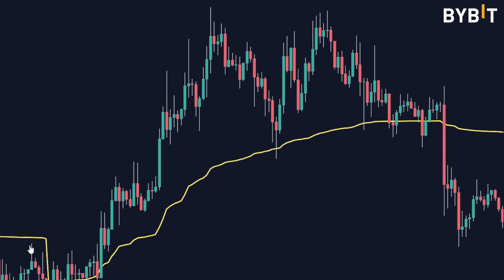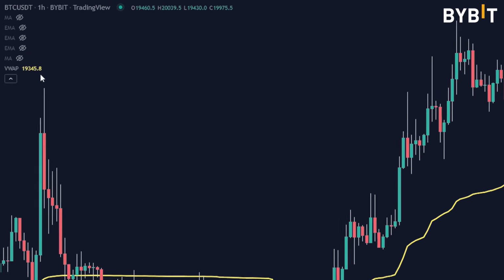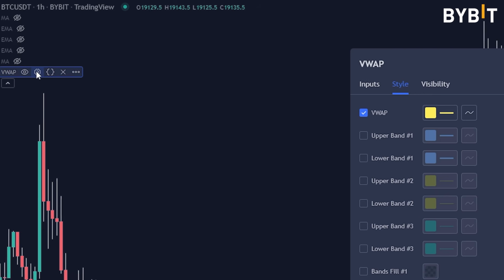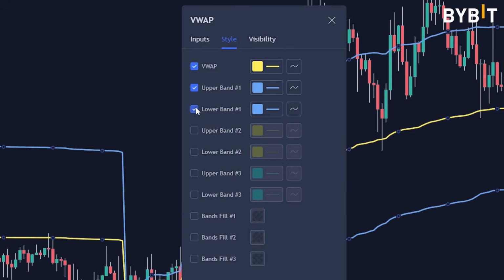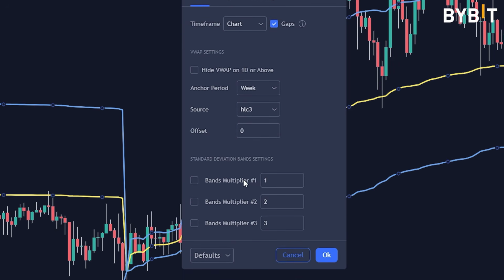Now, there's another set of lines we want to add to this chart that will help bring it to life and make it easier to spot and identify some trades. So within TradingView, I'm going to open up the settings of the VWAP, and I want to add upper band number 1 and lower band number 1. And these bands need to be set on a multiplier of 1 standard deviation.